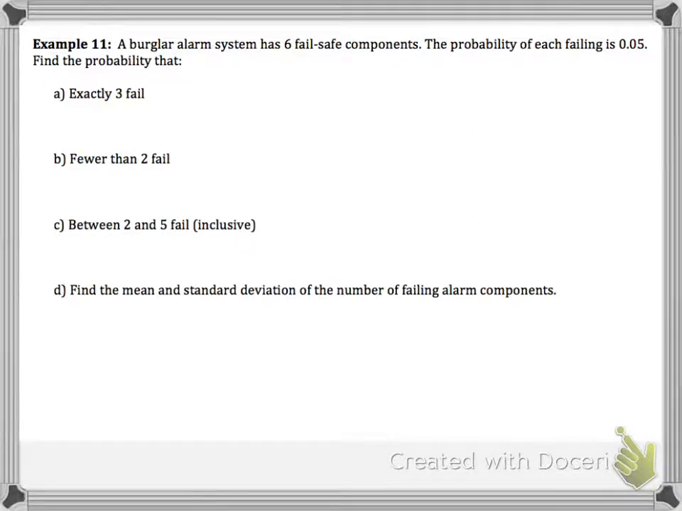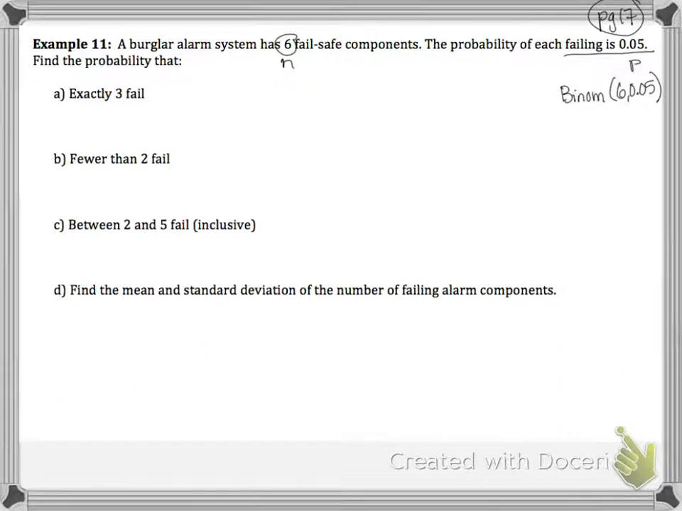Okay, my final binomial example is on page 17, and it is number 11. It says this particular burglar alarm system has 6 fail-safe components, and each one has the probability that it fails as 0.05. So that's my P, and the 6 here is my N. Way over here on the side, I like to write out that this is a binomial model with 6 and 0.05 as the probability of success.